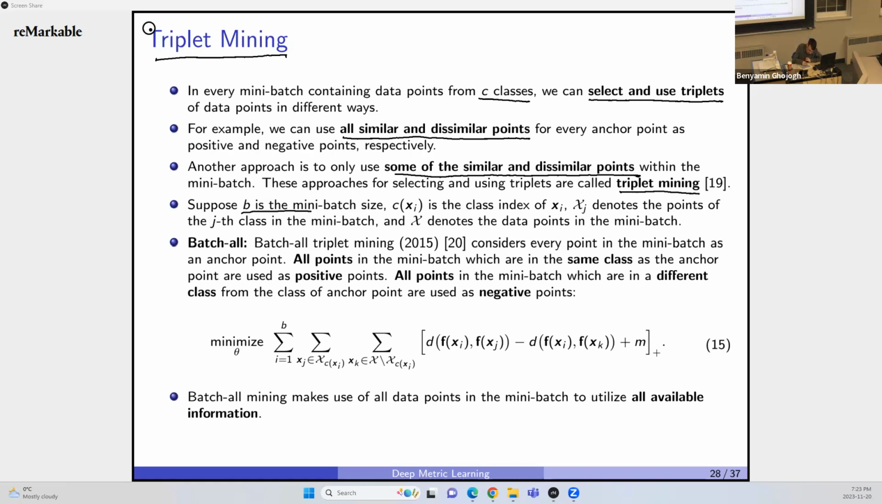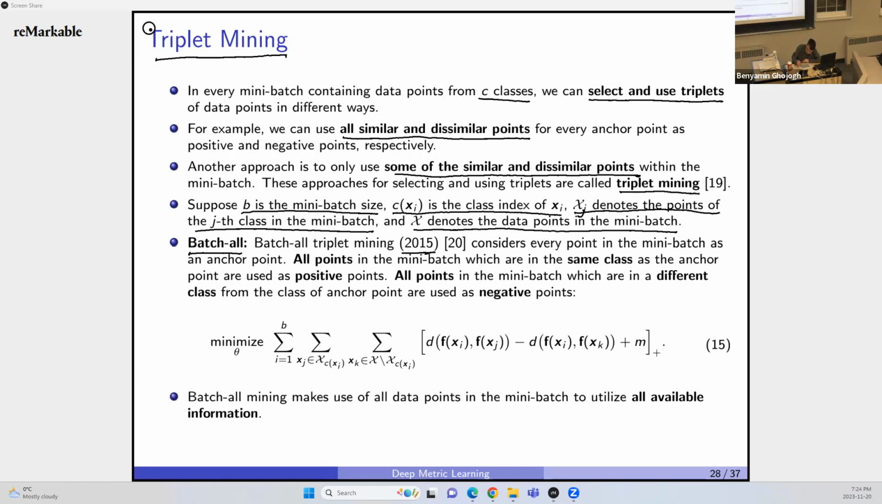First off, suppose B is the mini batch size, C of X_i is the class index of X_i, and X_j denotes the points of the jth class in the mini batch, okay? And X denotes the data points in the mini batch. One of the methods for triplet mining is called batch all. It was proposed in 2015, not very old.